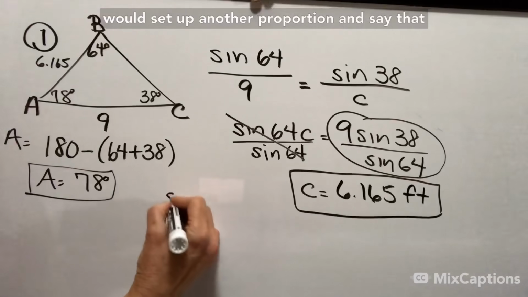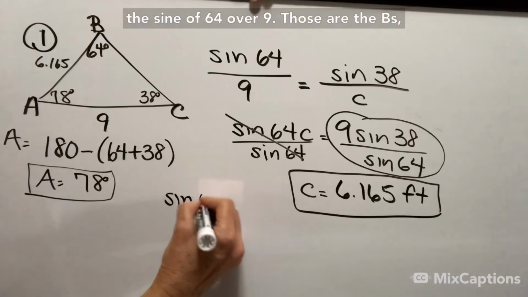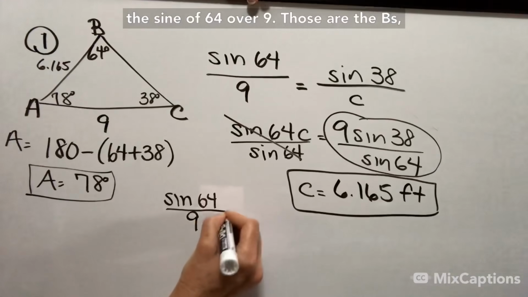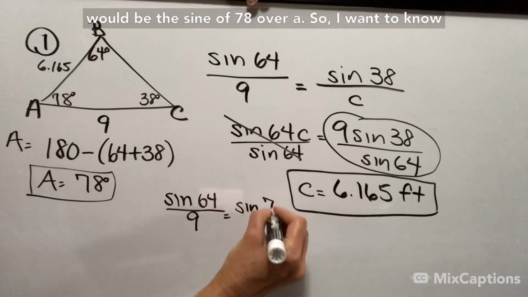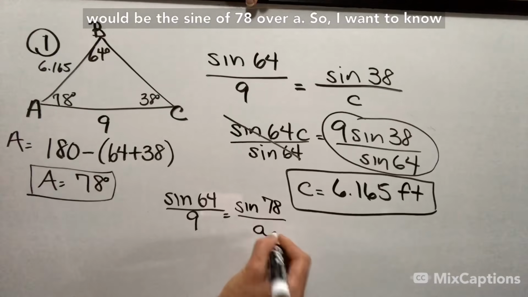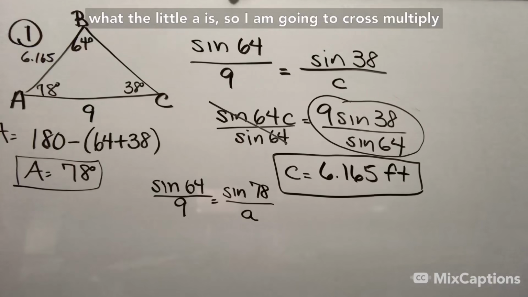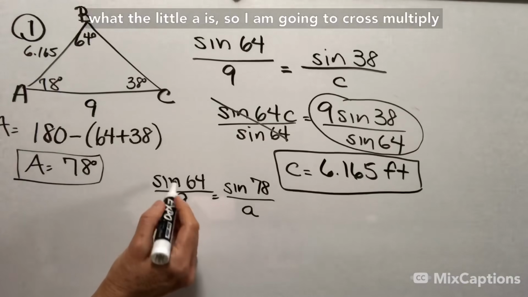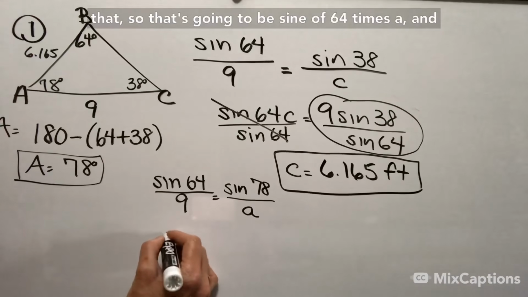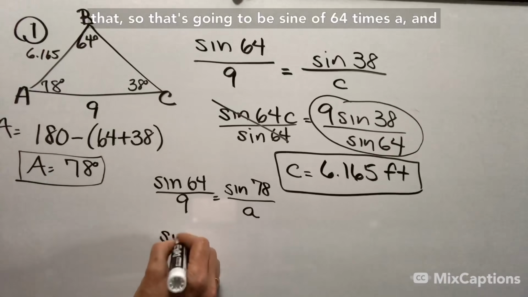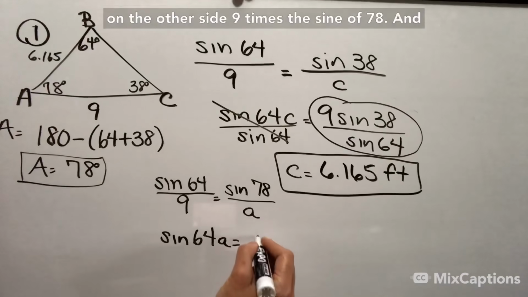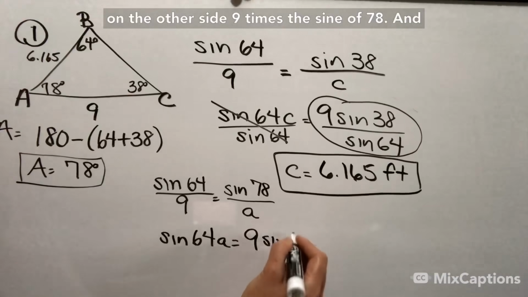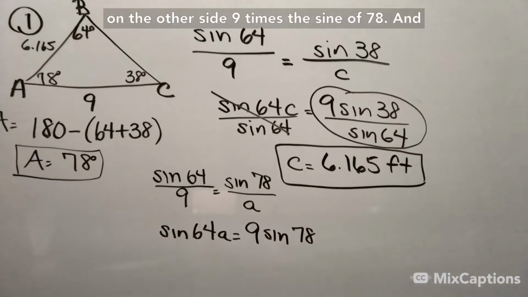So you would set up another proportion and say that the sine of 64 over 9, those are the B's, would be the sine of 78 over A. So I want to know what the little a is. So I am going to cross multiply that. So that's going to be sine of 64 times A. And on the other side, 9 times the sine of 78.